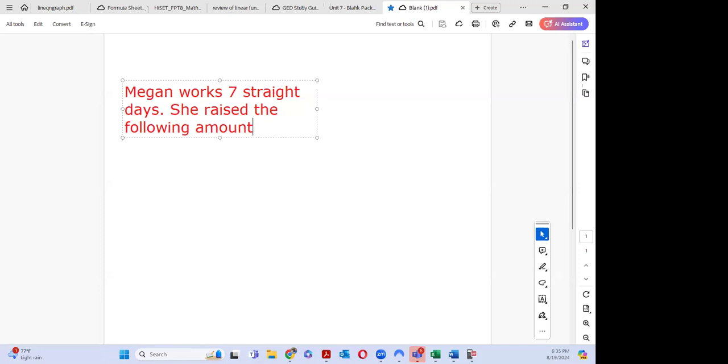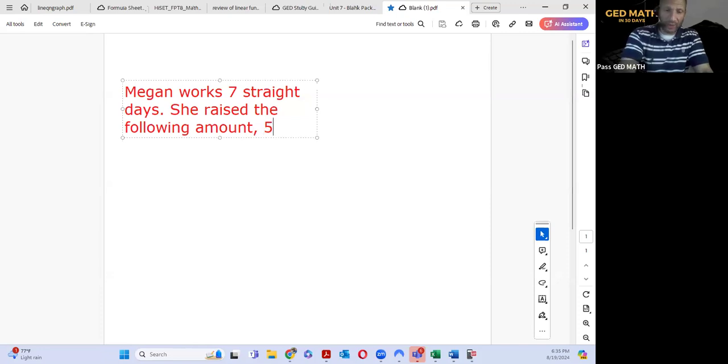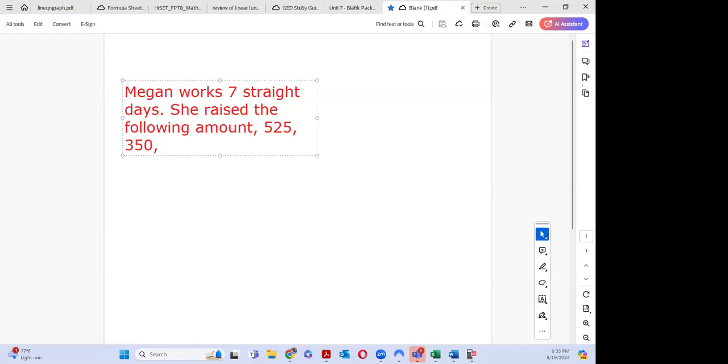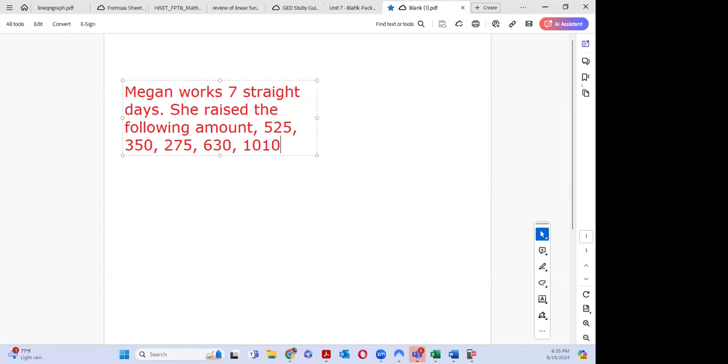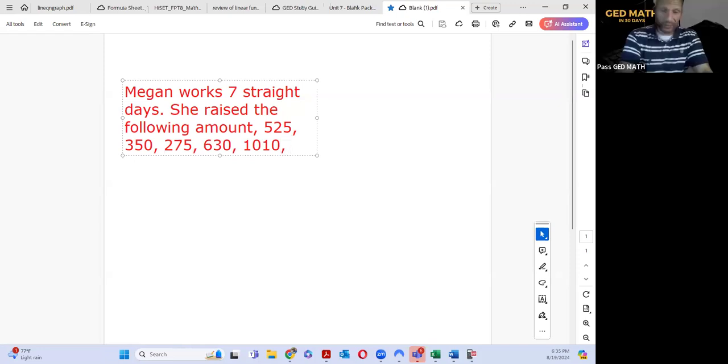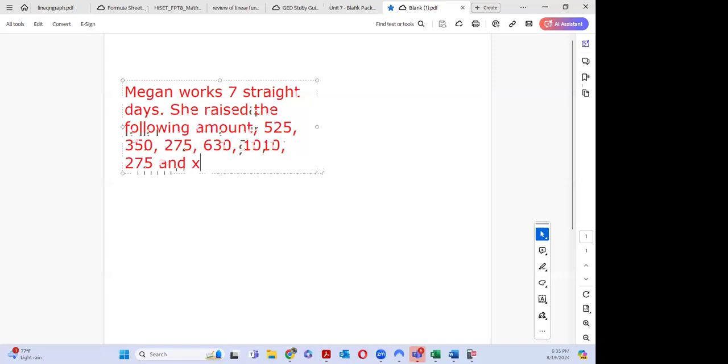525, 350. Oh, it's each day. 525, 350, 275, 275, 630, and X. What would the value of X equal if the average fund collected were 500?